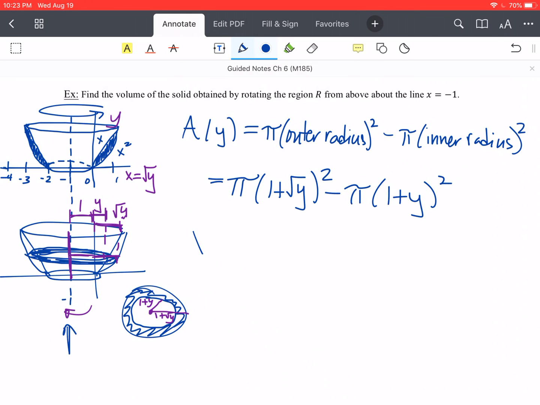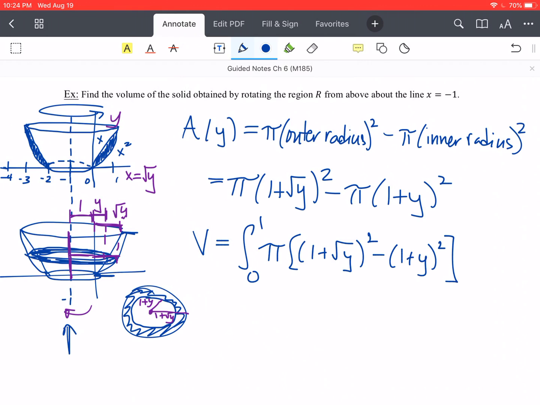So, our volume is going to be the integral from 0 to 1, right? That's where those functions intersect, right? From here to here, of that cross-sectional area. So that's going to be pi times this big function here. So 1 plus square root of y squared minus 1 plus y quantity squared. I went ahead and factored the pi out of both and just put it out here.